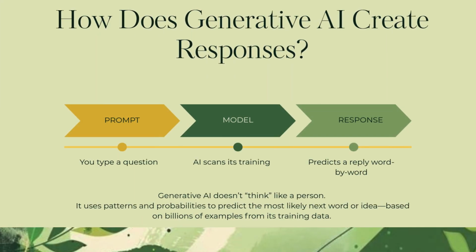So how does generative AI create responses? Essentially, you type a question, the model searches through its training, and it predicts a reply, word by word, or pixel by pixel if you're doing some kind of art generation, based on the patterns that it has learned. Generative AI doesn't think like a human, like a person. It truly does predict what is most likely to come next, based on everything it's seen before.